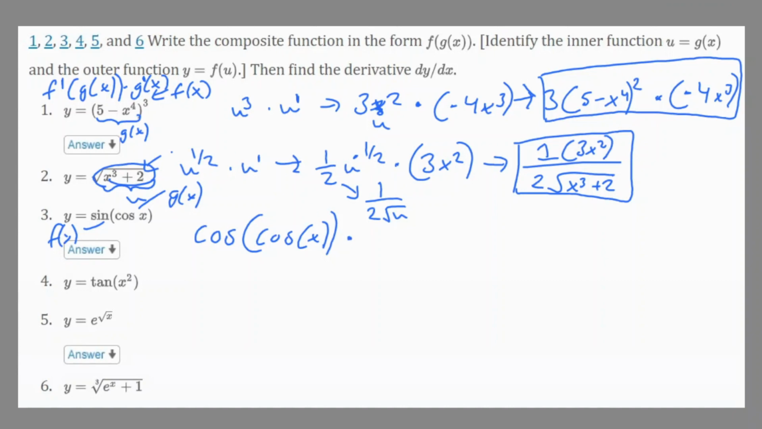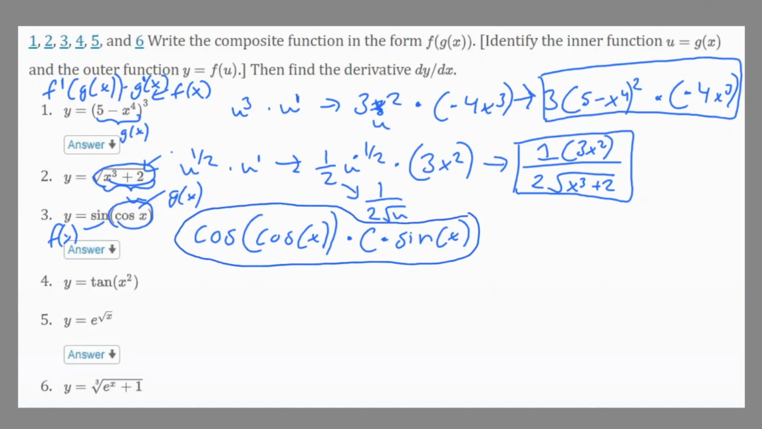Multiplied by g prime of x, which is the derivative of the inside function, because it's g of x. So the inside function is cosine of x. The derivative of that is going to be negative sine x. And let me circle it out here so it's identifiable. So that is going to be your answer for number 3 using the chain rule.